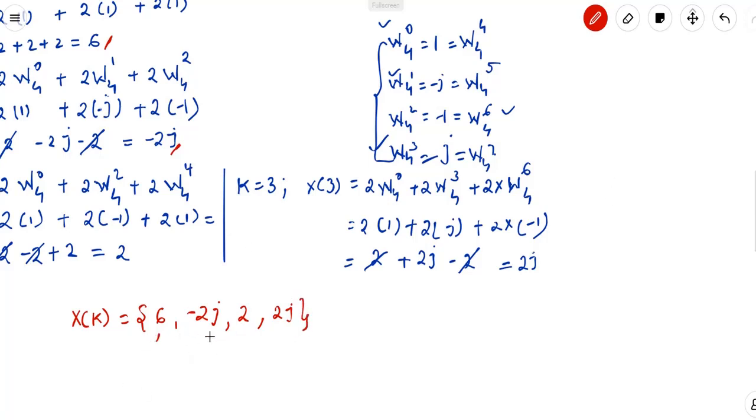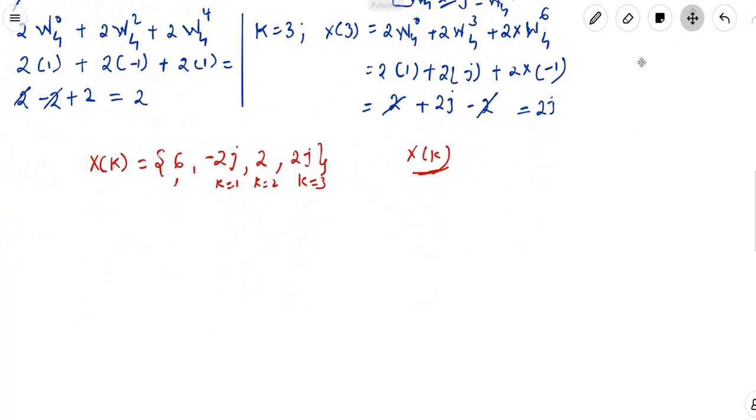This is when k is equal to 0, this is k is equal to 1, this is k is equal to 2, and this is k is equal to 3. Now we have just found these values of x of k in the frequency domain. So we have converted from time domain to frequency domain by using the DFT equation, x of k. Okay, so next we have to find out the magnitude and phase spectrum here.